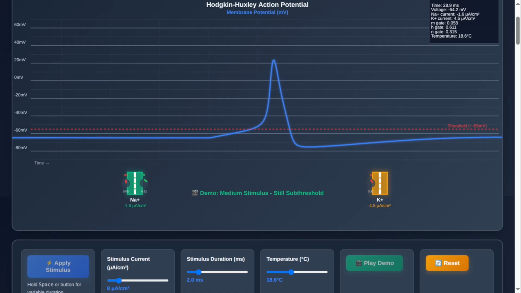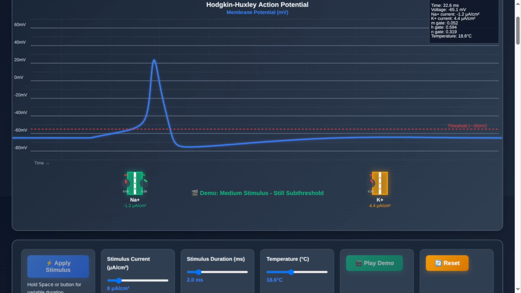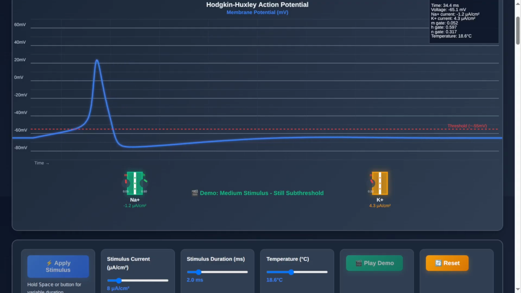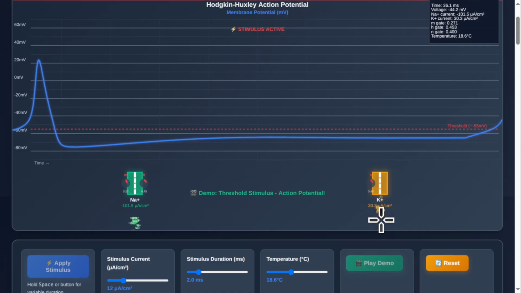Right. Also, the parameters are fixed. The number of channels, their maximum conductance, these are set as constants. In real neurons, these can change over time or with activity. The temperature scaling is also simplified. It assumes all the reaction rates speed up uniformly with temperature using a factor called Q10 set to 3.0.